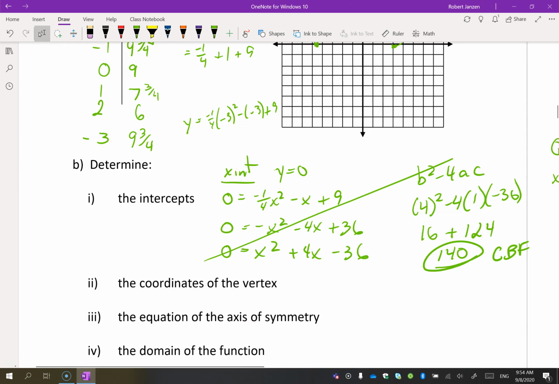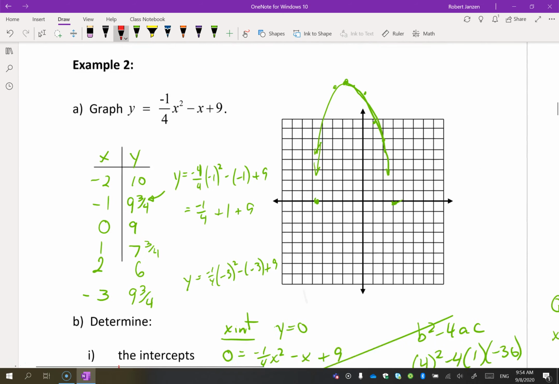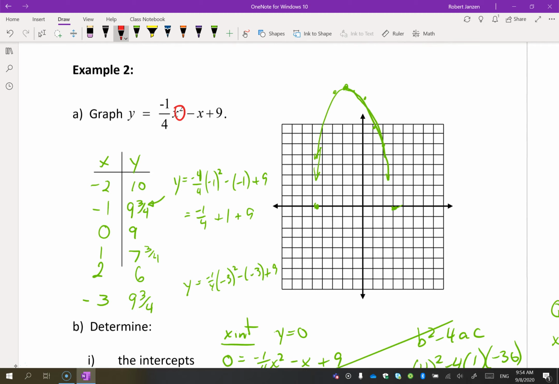Okay, the good news is the y-intercept is easy. The y-intercept is 9. How do I know that? Well, if I go up to the equation and make x be 0, I end up with just 9 left over.